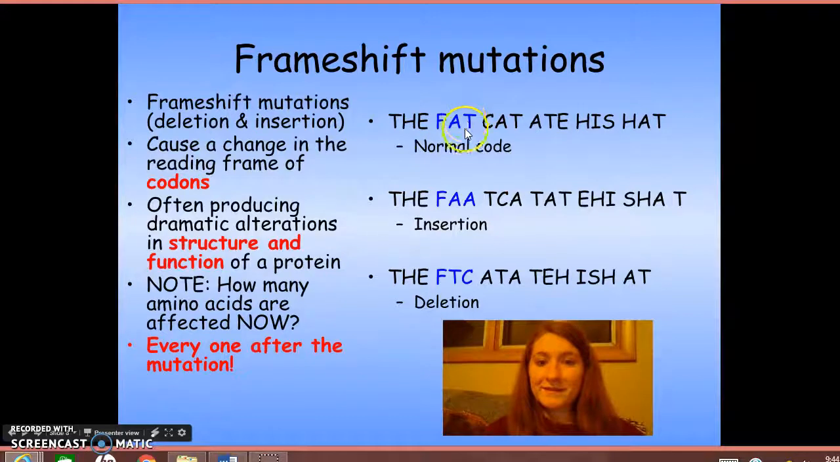So you're going to insert an A here, and that is going to cause the whole sequence to shift over. So instead of it being the fat cat ate his hat, it is now going to be the fa, ta, ka, tat, iha, she, ti. And then this T out here is going to be left alone. In a deletion, so you're going to delete that A, it would be the ka, ata, te, ish, at. And you'd only have 2 here instead of 1 T.